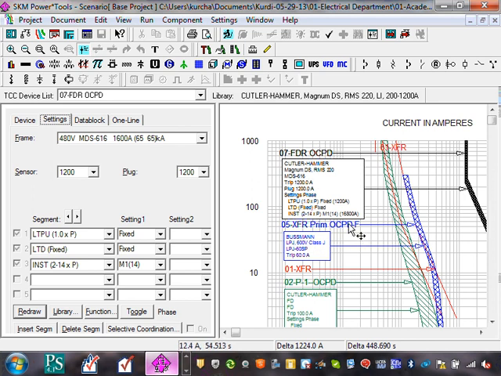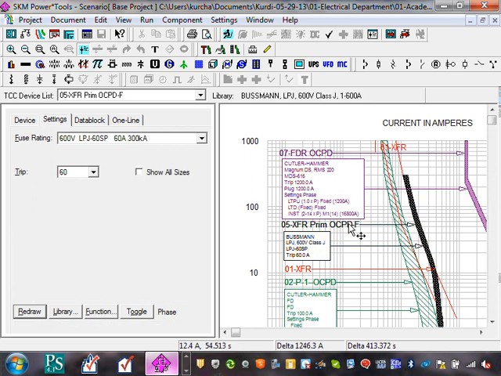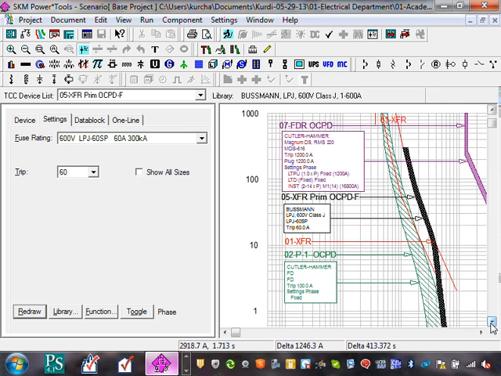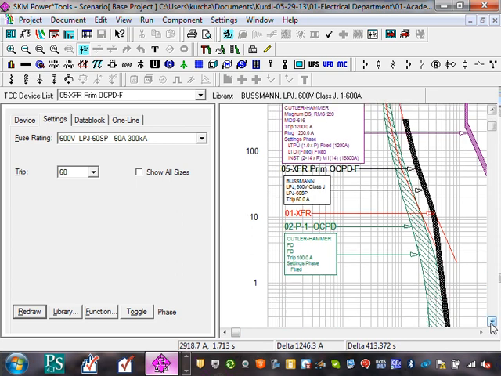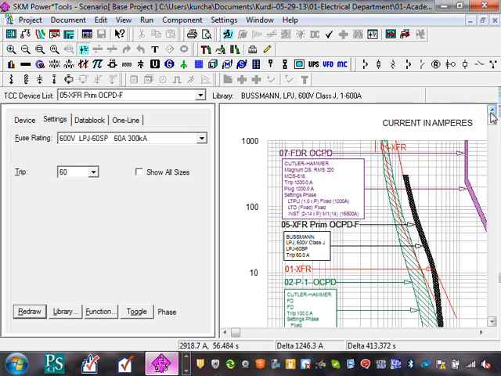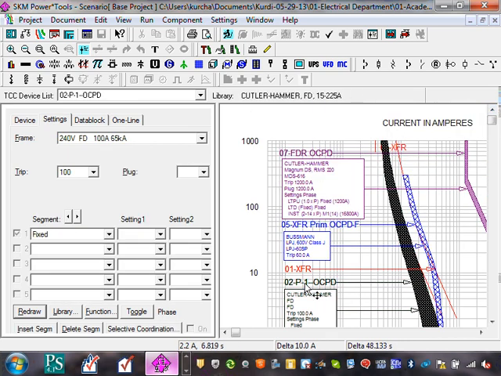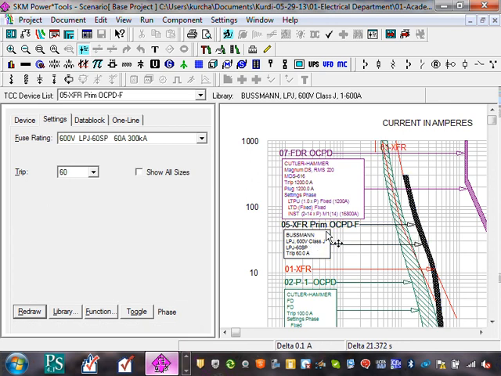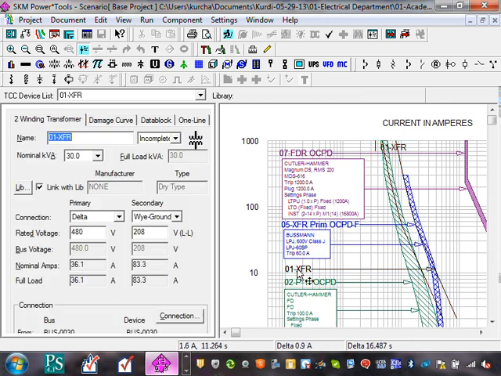Then I have a circuit breaker primary of the transformer. That's to protect the primary of the transformer, sitting at 60 amps. A 60 amp fuse, and that's the primary side. The secondary side is a 100 amp circuit breaker, and they are protecting, where's my transformer? They're protecting a 30 kVA transformer.